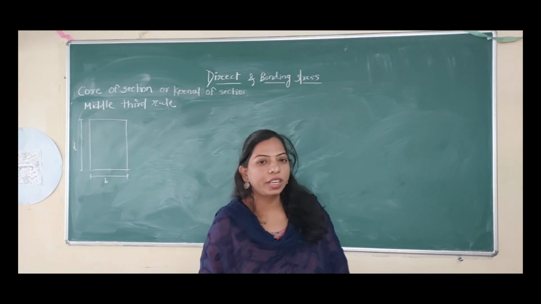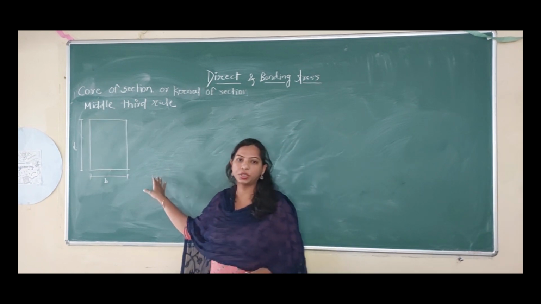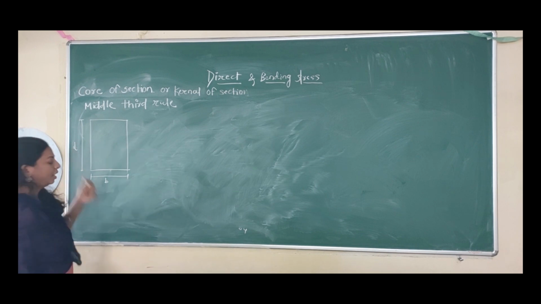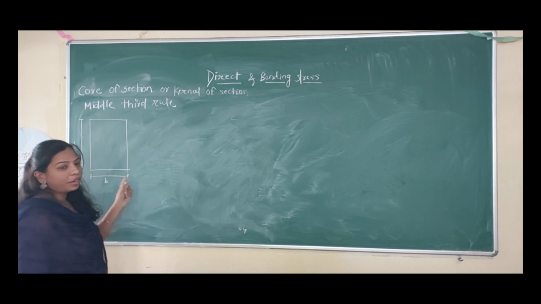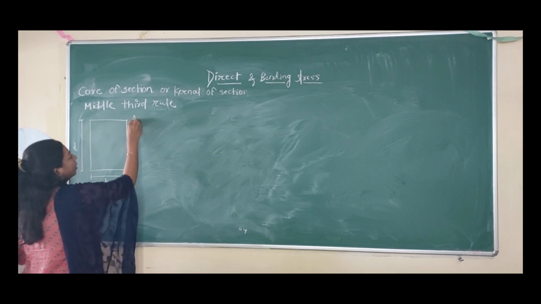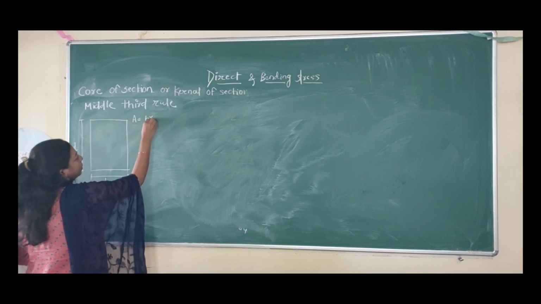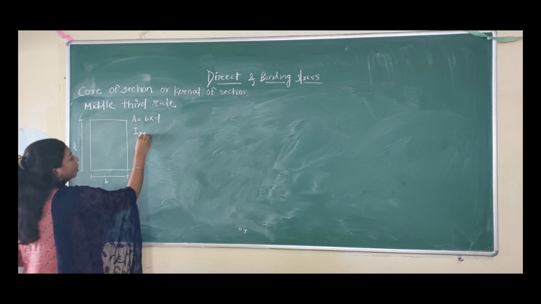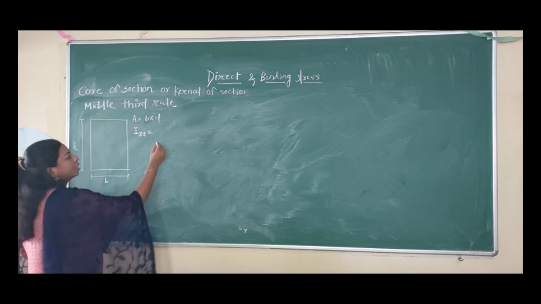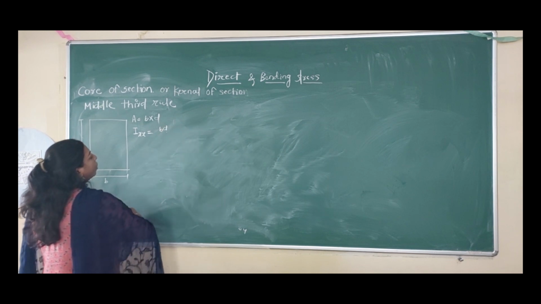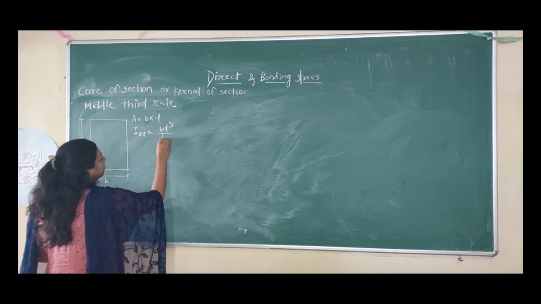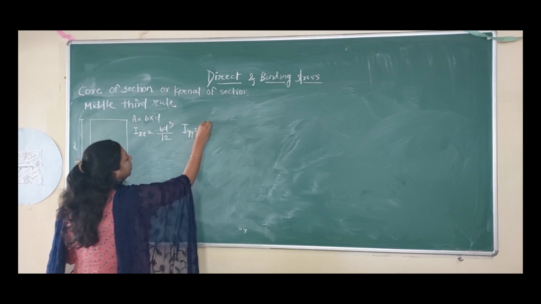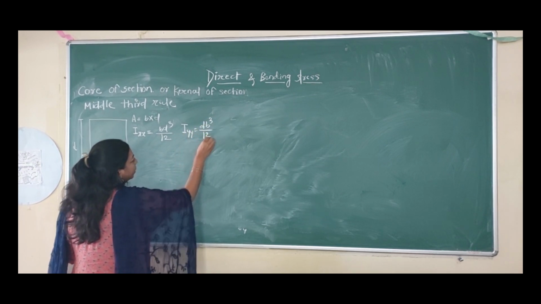Same way we derive a limit of eccentricity for rectangular section. This is a rectangular section having width b and depth d. Let us find out the limit of eccentricity for rectangular section. Again, area. Area of rectangle is b into d. Moment of inertia for rectangle about x is I xx equal to b d cube upon 12 and I yy is equal to d b cube upon 12.